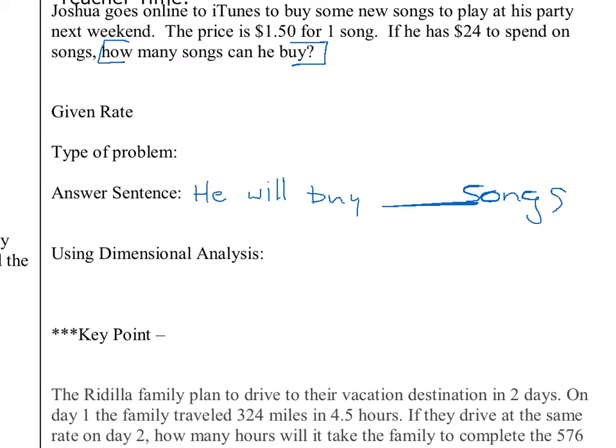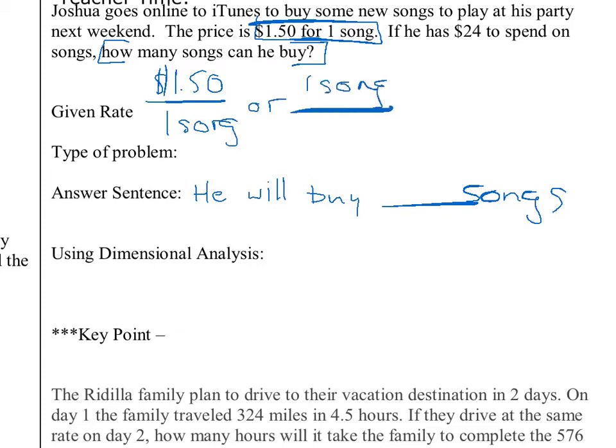So, looking at this, again, I see the same rate in the problem, $1.50 for one song. So I'm going to write that both ways, $1.50 for one song. Or I could write that as one song is $1.50. Can't you just divide 150 by 1?